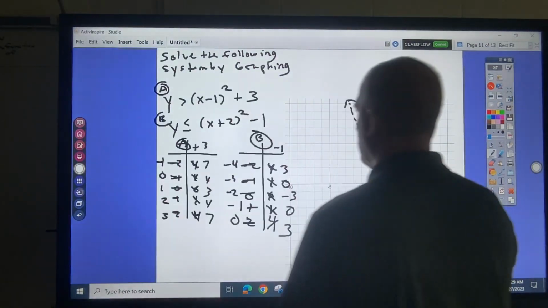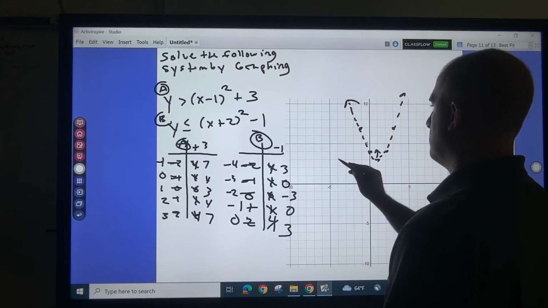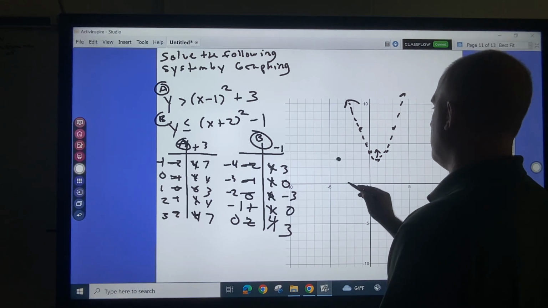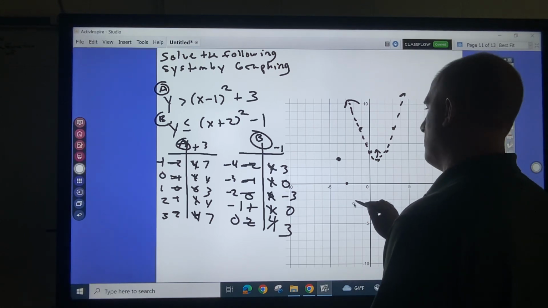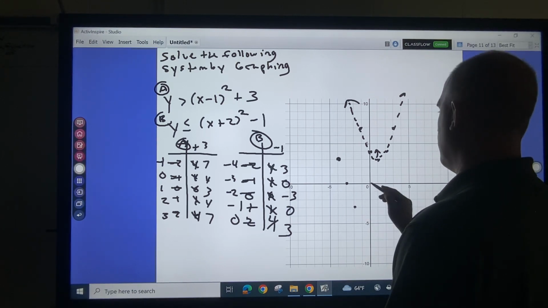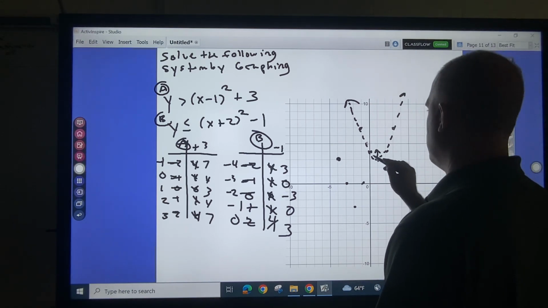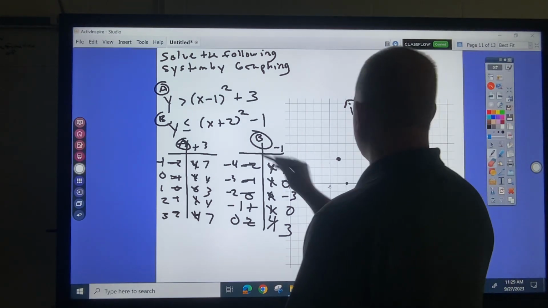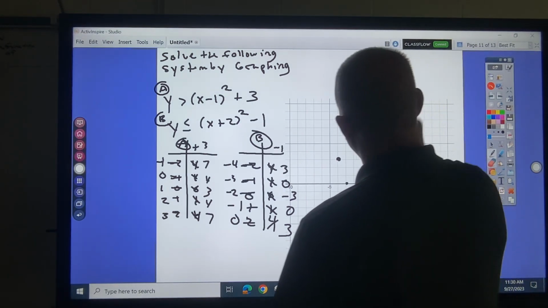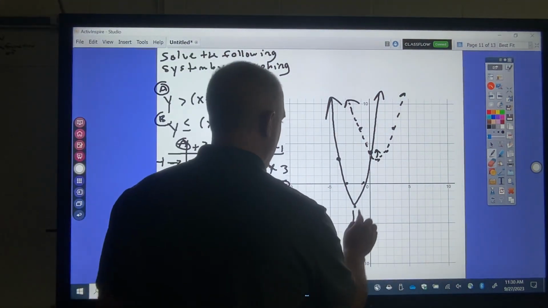So -4 over 3 up. -3 over 0 up. -2 over -3 down. -1 over 0 up. 2 over 0 over 3 up. Now this would be a solid line. On this one, I'm shading over here.